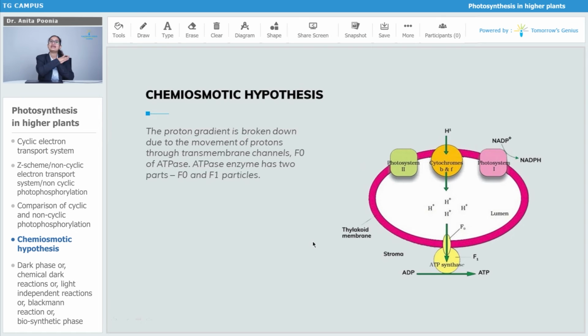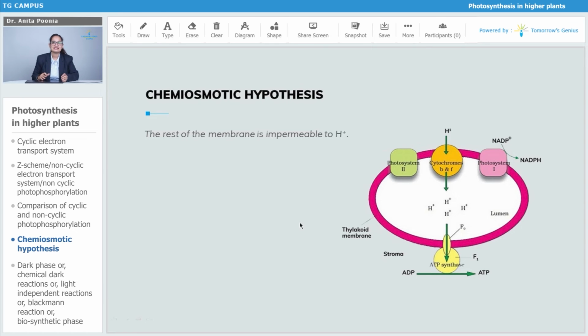And the proton gradient which was built is broken down due to the movement of the protons through the transmembrane channel of the F0 ATPase enzyme, which has two parts, the F0 and F1 particles. Because of that, the gradient of the protons is broken down. The rest of the membrane is impermeable to the hydrogen ion.